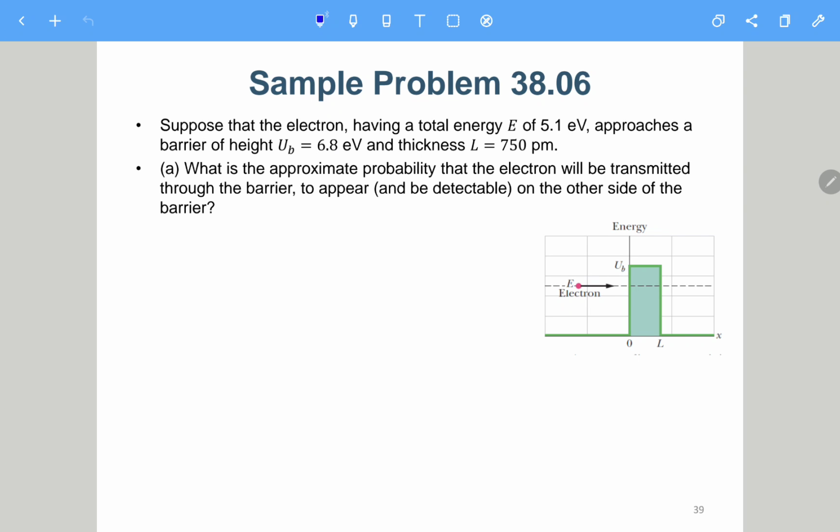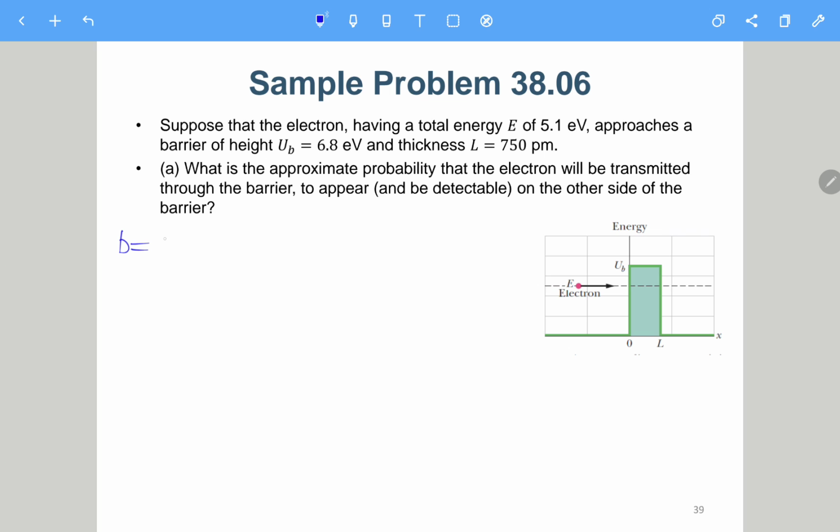Okay, so here it says, suppose that the electron has a total energy E of 5.1 eV, approaches a barrier of height UB of 6.8 eV, and the thickness is L. What is the approximate probability that the electron can be transmitted through the barrier to appear on the other side of the barrier? Okay. So actually we can just use the equation we just derived.